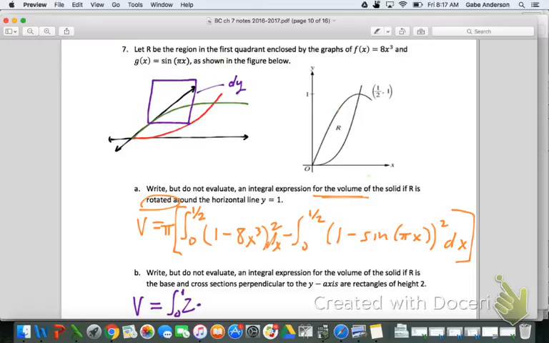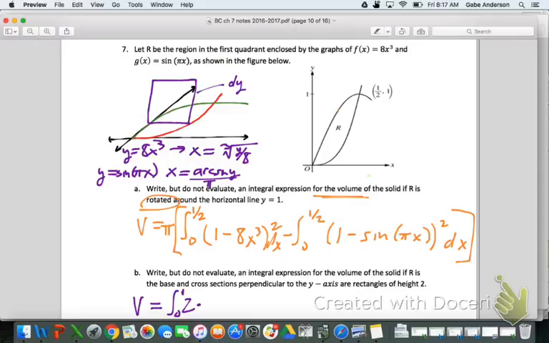So I'm going to take these two functions up here, y equals 8x cubed, and solve for x. So if I do that, I end up with x equals the cube root of y over 8. That would be for the cubic, that would be the red function. And then the other one, y equals sine of pi x. If I solve for x on that one, it's going to be x equals arc sine of y, all divided by pi.